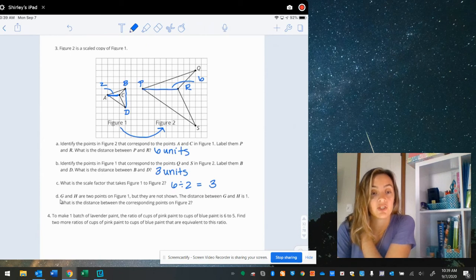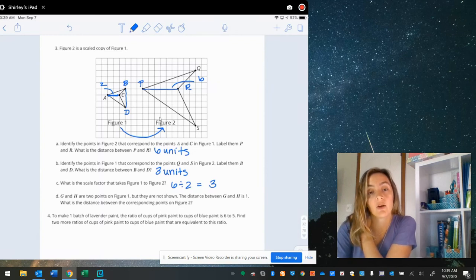G and H are 2 points on figure 1, but they are not shown. The distance between G and H is 1. So there's 2 points on this figure, they're not shown. The distance between those points is 1. What is the distance between the corresponding points in figure 2?